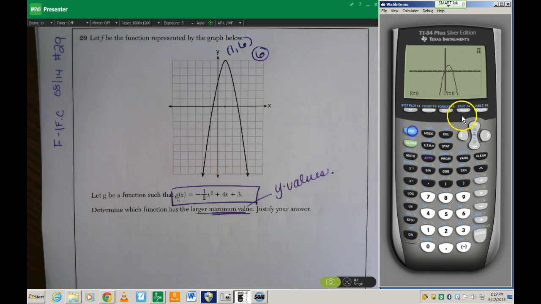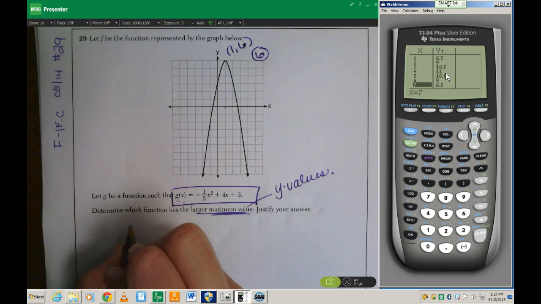But what I like to do is I like to look at the tables. Here's my table, and I'm going to see, all right, where does the graph turn? Well, here it goes negative. It's increasing, increasing, increasing. At 11, and then it goes back down to 10.5. So I know my max for here is 11.